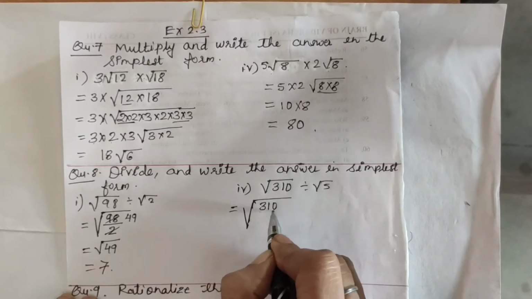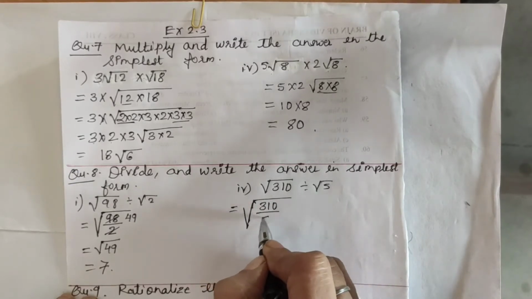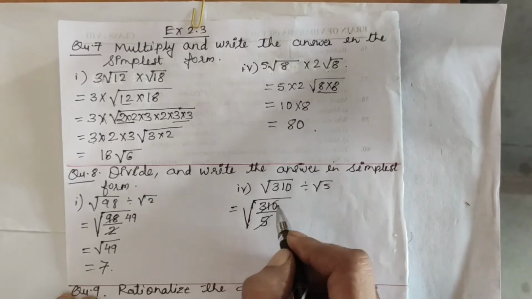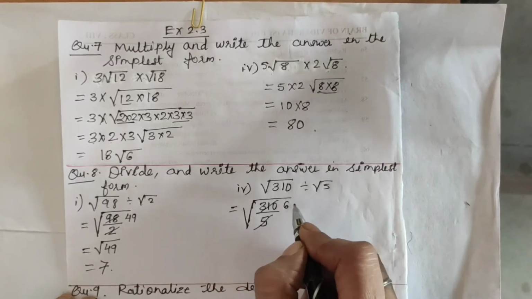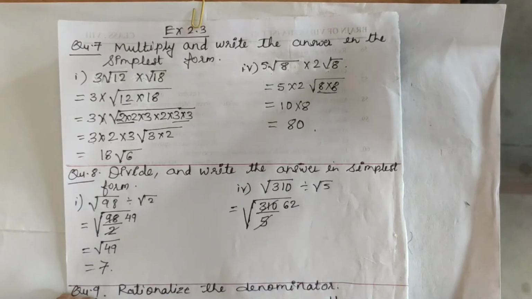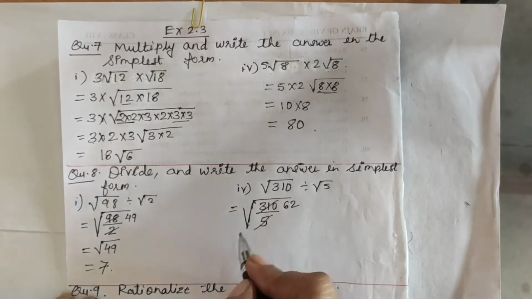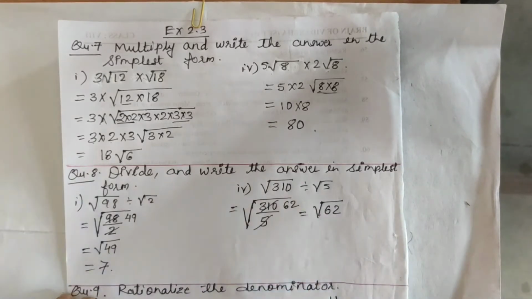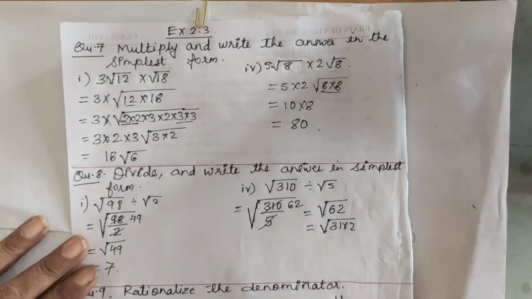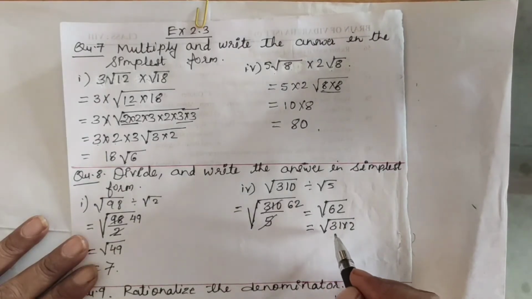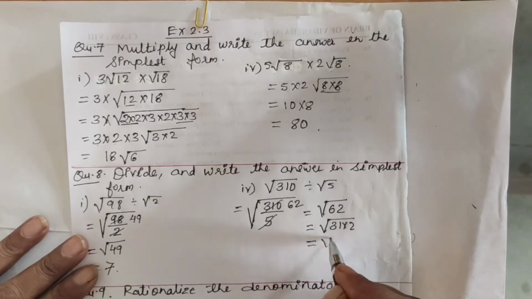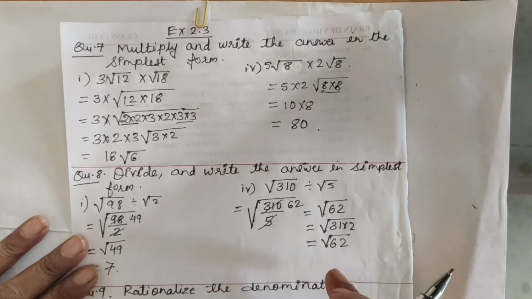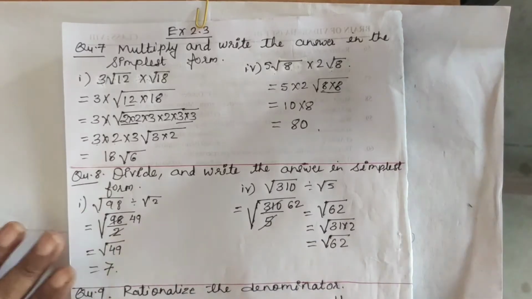Now children, here also the order is the same, so let us take it in one square root. Square root of 310 by 5. Simplify this. What is the answer you are getting? 62. Okay, so you are getting square root of 62. Let's write the simplest form of this. If we find the factors of this, you are getting 31 into 2, and you are not getting any factor in pair. So let's write it as it is. So square root of 62 is the answer.